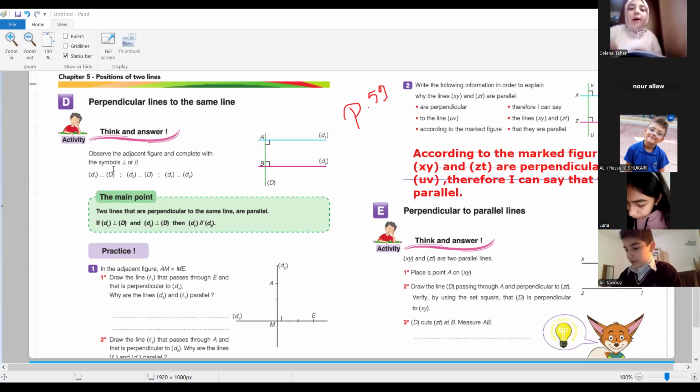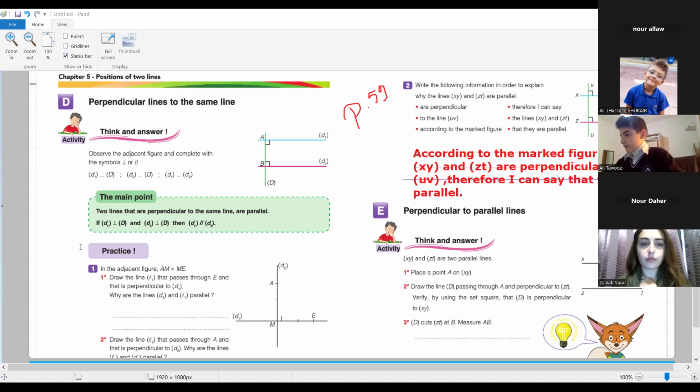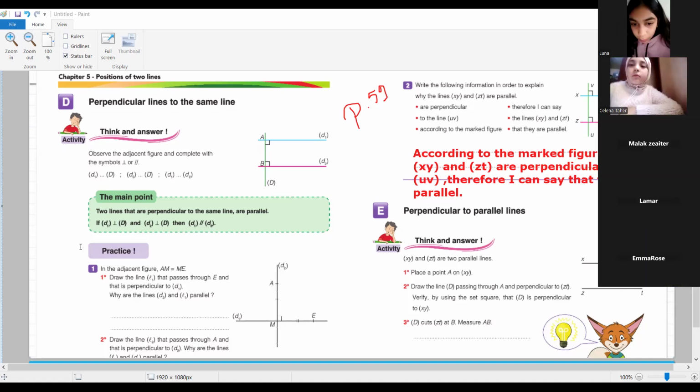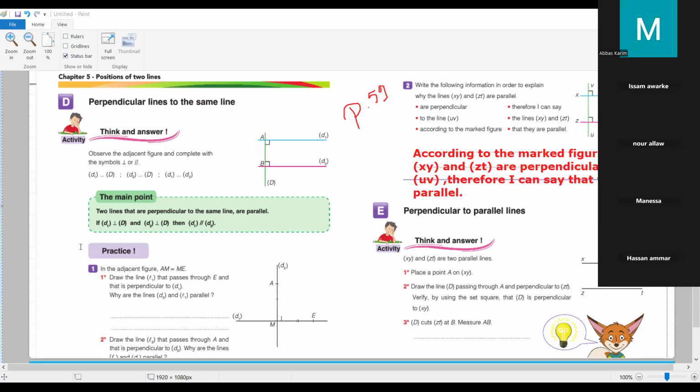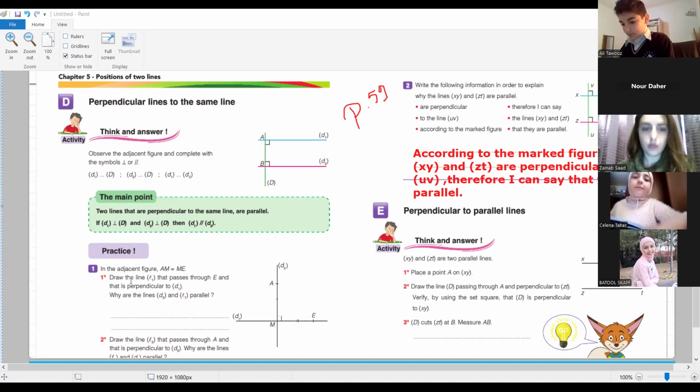For the people who are raising their hands, if you don't have any question, please lower your hand and then I will choose you to answer, because I think you have a question or something. If you have a question, keep it up. Emma Rose, prepare yourself. You're gonna answer on page 58, exercise 1. Okay, are you here? Miss Zainab can't answer. Miss Emma, can I answer after her? Okay.